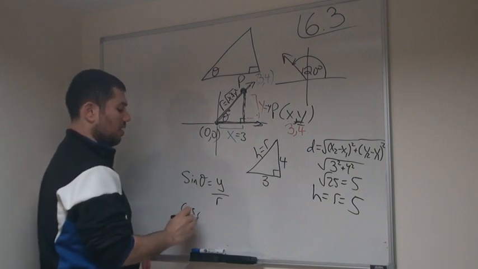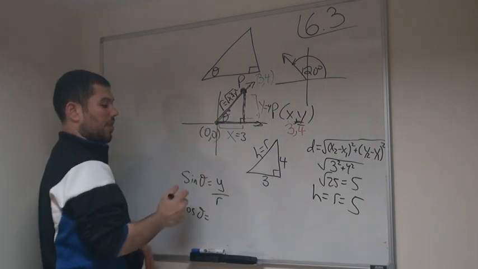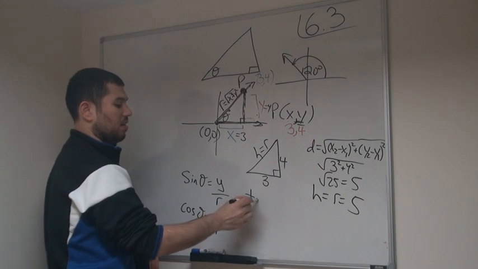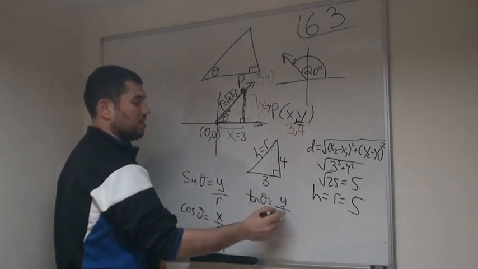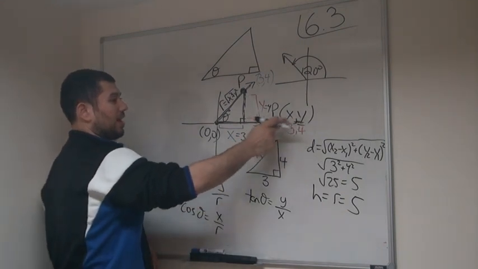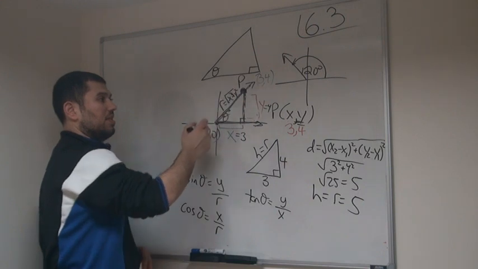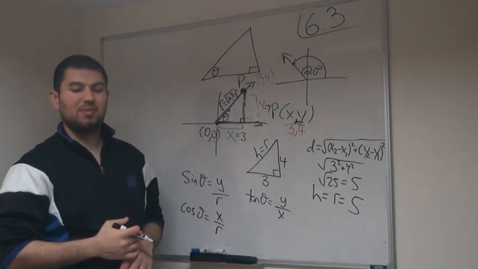What's the cosine of theta? The cosine of theta is the adjacent side over the hypotenuse, x over r. What's the tan of theta? Well, TOA, opposite over adjacent, it's y over x. And again, where x and y are the x and y coordinates of that point. R is the distance between the origin and that point. And all of these things can be solved for.